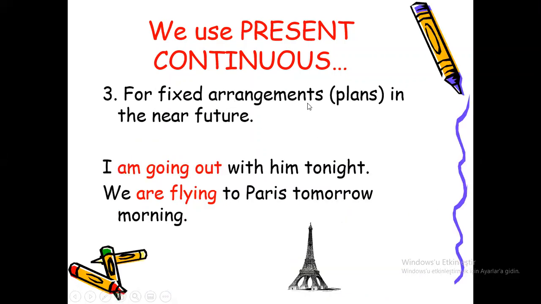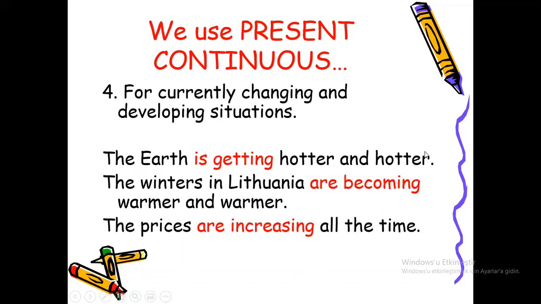For fixed arrangements, plans in the near future, we also use present continuous. Plans, but they have to be in the near future. I am going out with him tonight. We are flying to Paris tomorrow morning. You see, they are in the future, but near future. You can use present continuous tense.